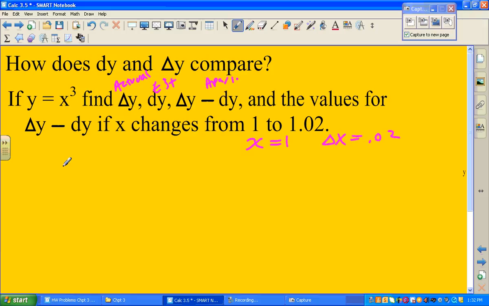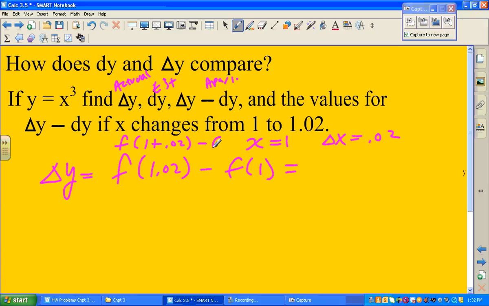Okay, delta y. Delta y we can do on the calculator, right? I can take the function value of 1.02 minus the function value of 1. That's what it is, isn't it? This is a fancy way of saying f of 1 plus 0.02 minus f of 1. Which is the same thing as saying f of x plus delta x minus f of x. Get the idea? So you go to your handy dandy calculator.